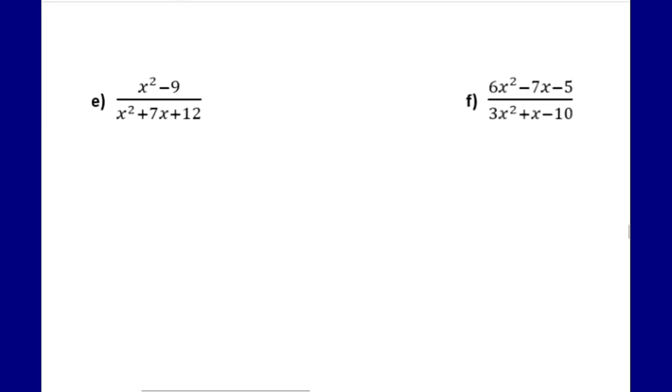Looking at some other examples, again, going through. I have x squared minus 9 divided by x squared plus 7x plus 12. Looking at the denominator, there are no restrictions that I can see yet, right? But from what we've done before, I can factor it to figure out what my restrictions will be.